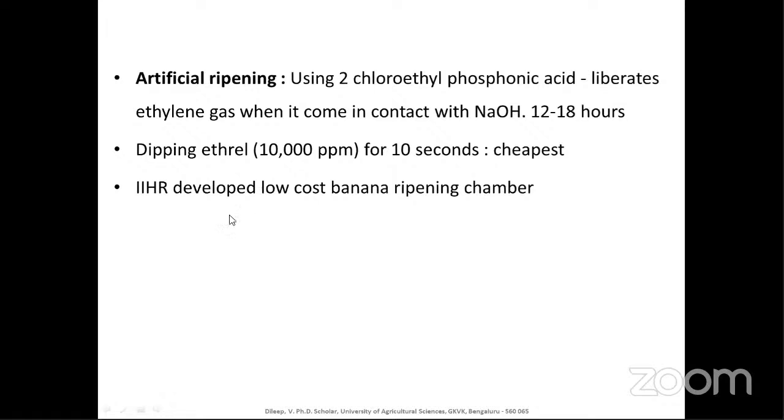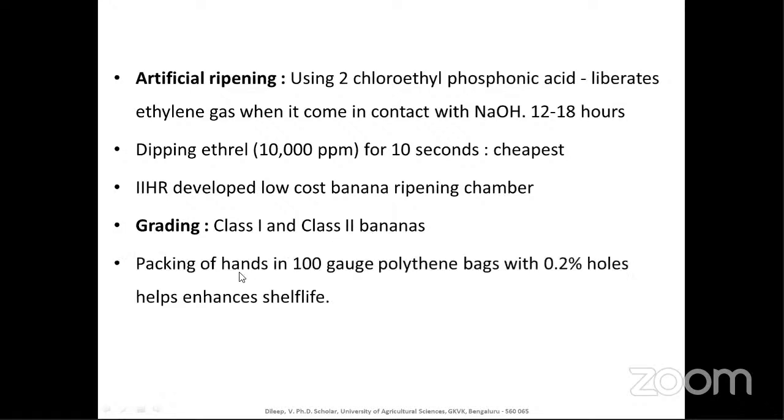So IIHR developed a new low-cost banana ripening chamber, and those pics I will show or add in the notes, and I will give it in the group. So don't worry, I will be showing them in the notes only, in the coming classes. Okay, and the commercial grades are class 1 and class 2. Okay, these things are only required for export purposes. Here locally nobody will grade.